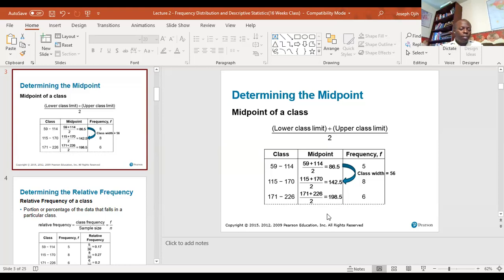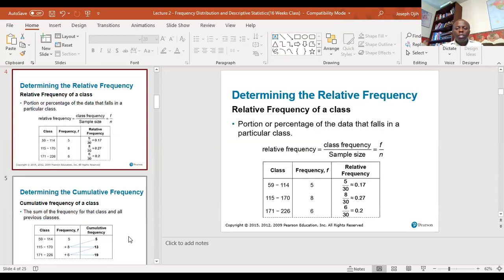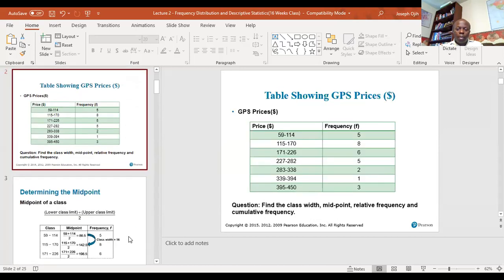Now, the next question was to find the relative frequency. For the relative frequency, all you have to do is add all the frequencies and divide each of them by the total. Let us go back to our original. You add all these frequencies, and then use the answer you got as the divisor for each of these numbers.